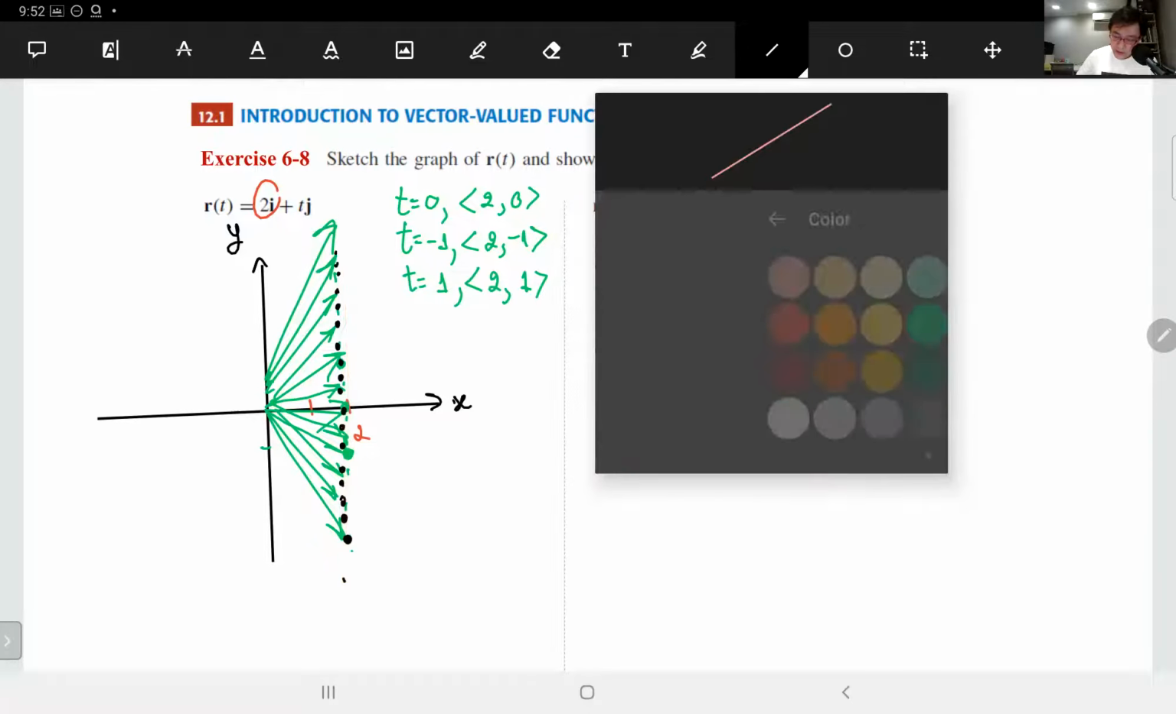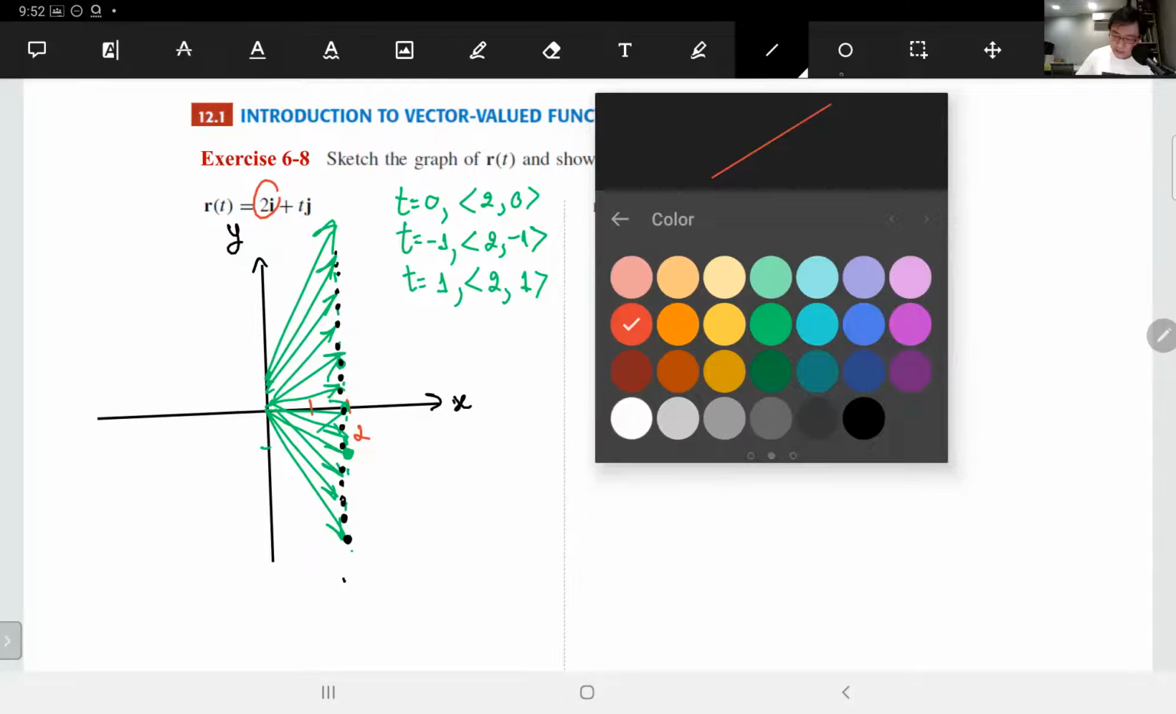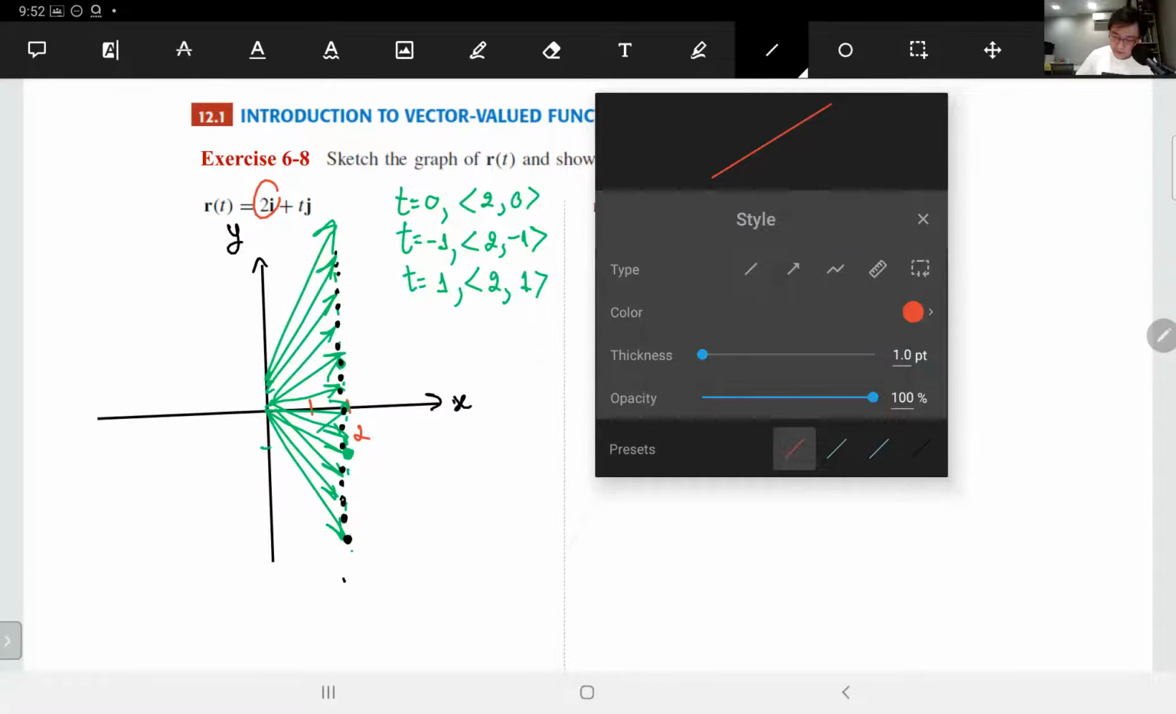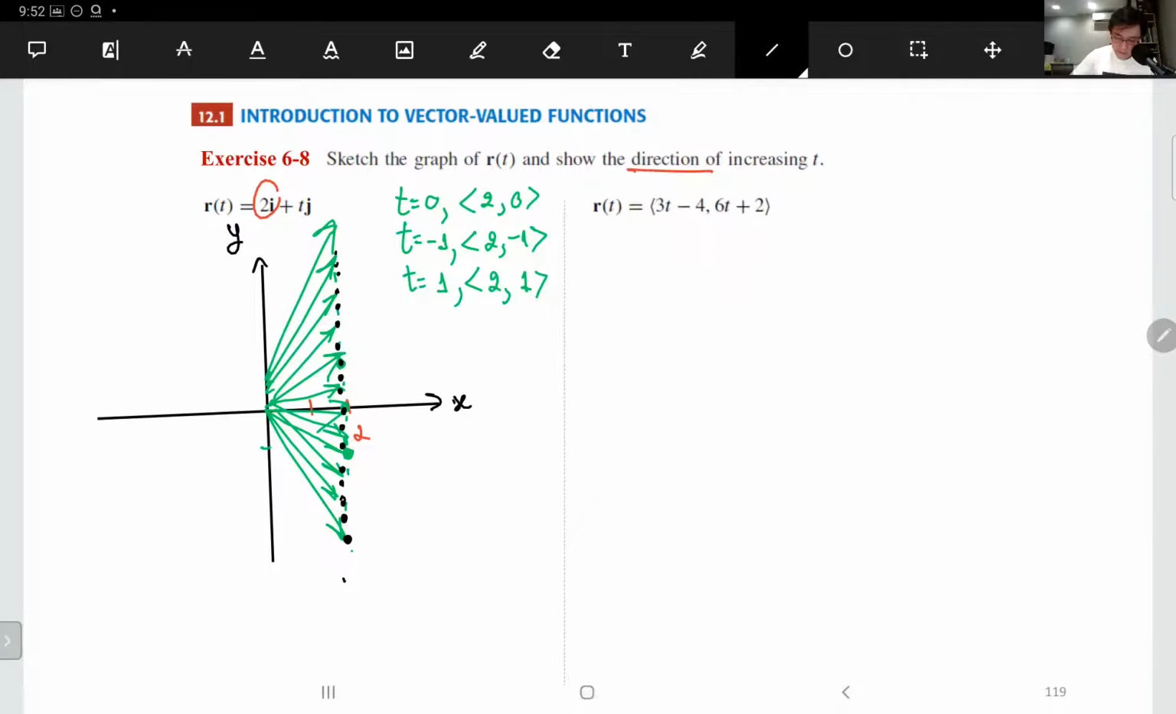I would like to draw nicely too. Okay, give me some time here. Here we go. There you go. That is your curve.